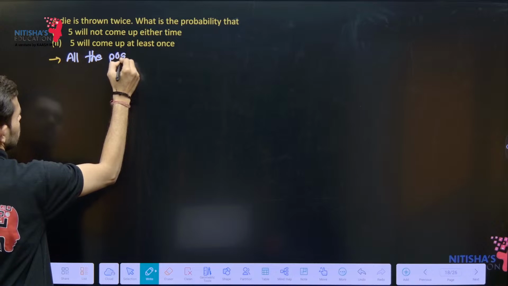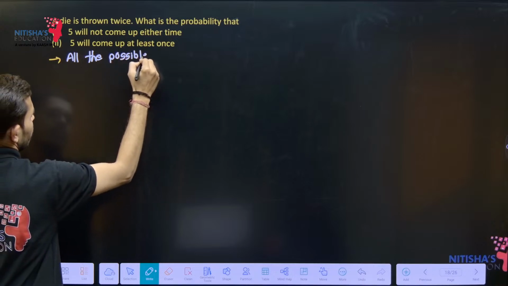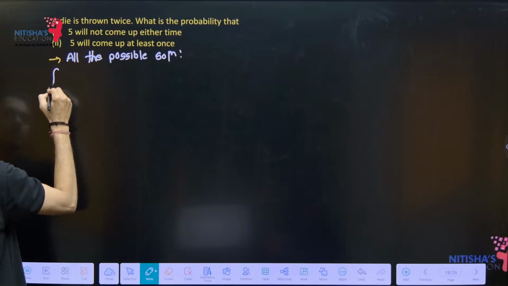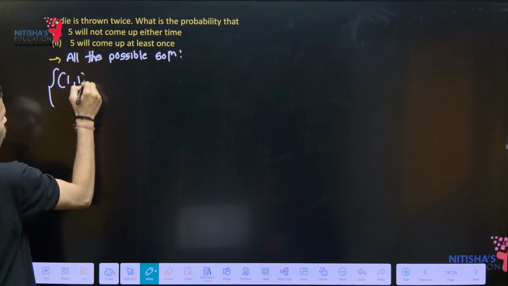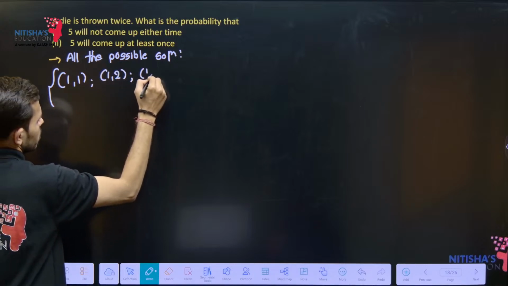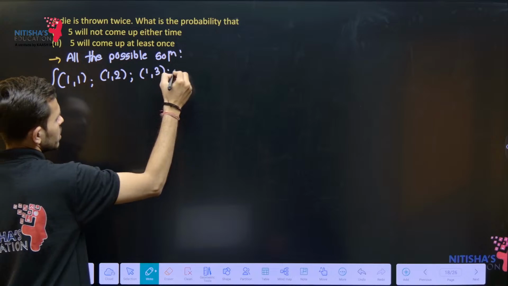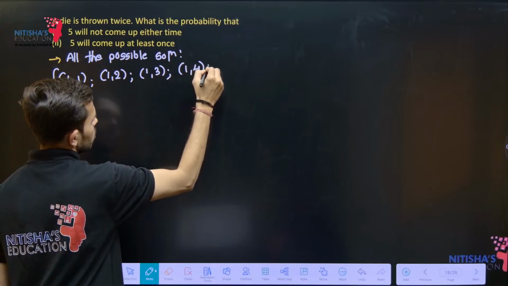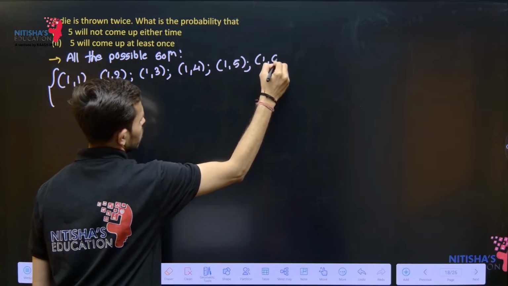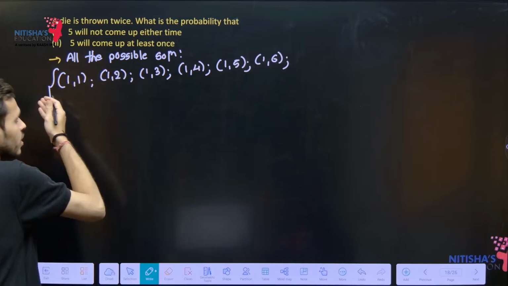all the possible solution. तो possible solution क्या होंगे, 1 1 हो सकता है, 1 2 हो सकता है, 1 3 हो सकता है, 1 4 हो सकता है, 1 5 एंड 1 6. ये तो 1 के लिए हुआ.